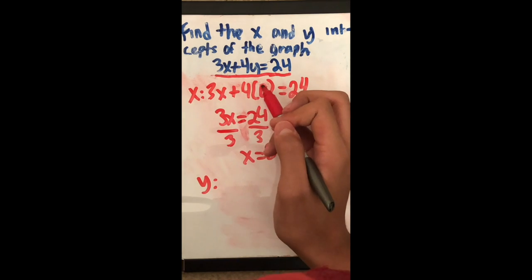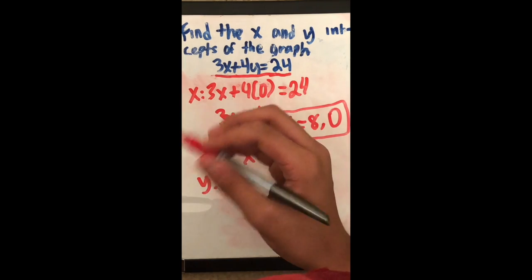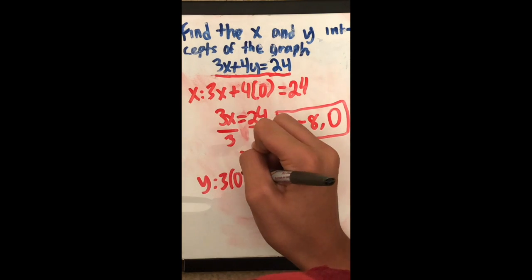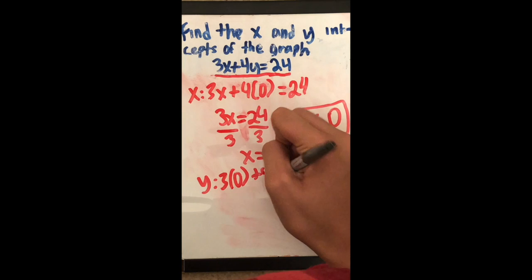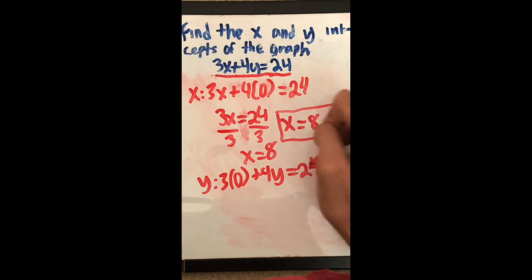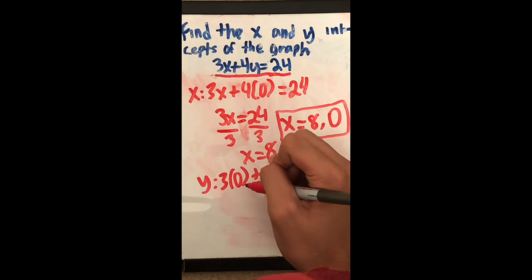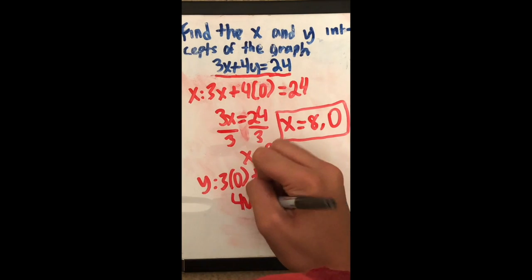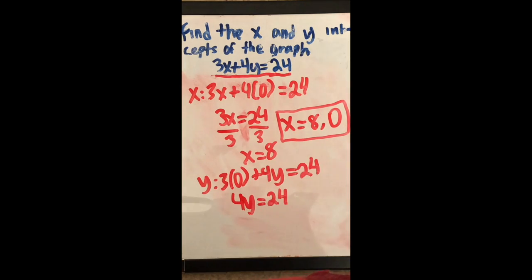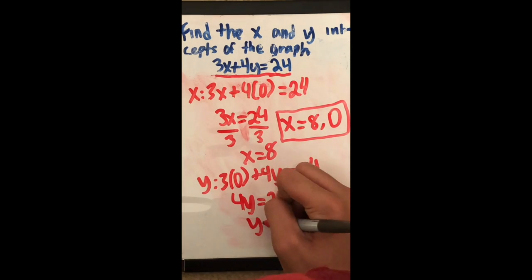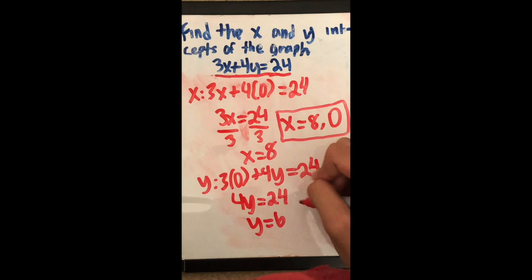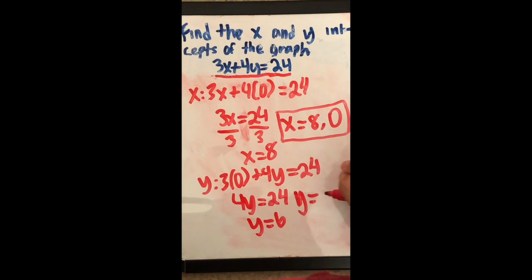So instead of substituting 0 for the y, we're going to substitute 0 for the x this time. So we're going to write 3, substitute 0 for the x, plus 4y equals 24. So now 3 times 0 is 0, so we don't have to rewrite that. 4y equals 24. Right? And now we know 4 times 6 is 24, so y equals 6. So now our y-intercept is y equals 0, because that's the x term, 6. So those are your x and y intercepts.